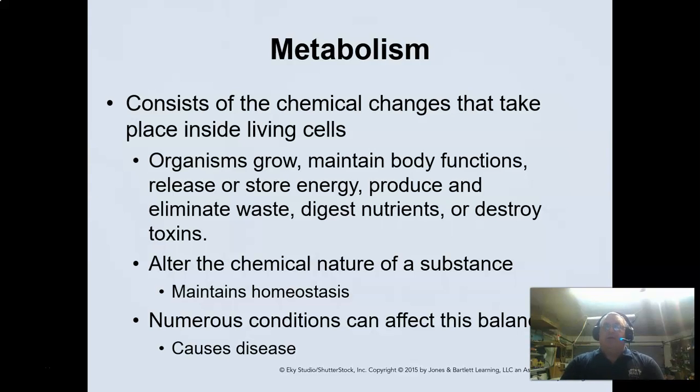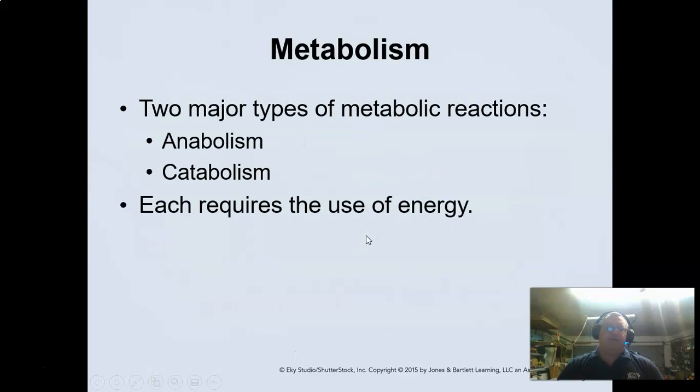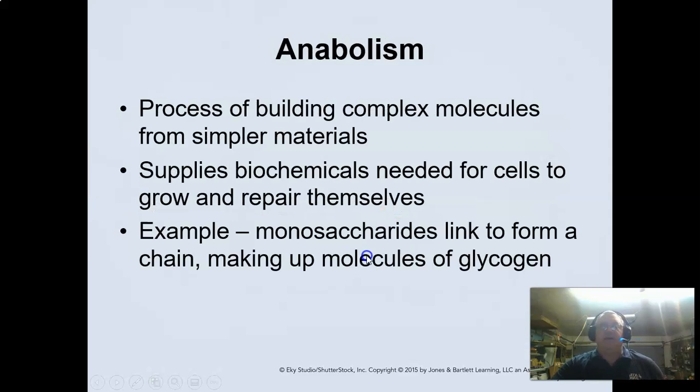All right. There are certain people that have a hyper or accelerated metabolism. There are people that have a slower metabolism. Again, it's the chemical changes in nature, and it's how we maintain our homeostasis. Okay. So there are diseases that can cause problems as far as metabolism. The two reactions in metabolism are anabolism and catabolism, and each requires the use of energy.